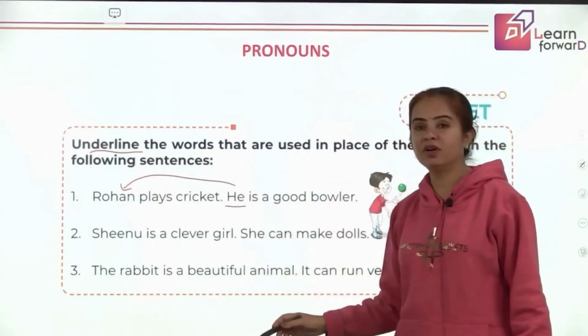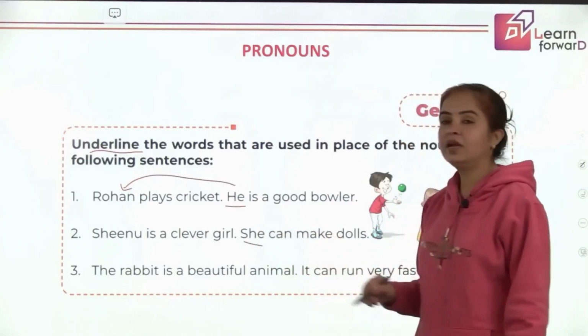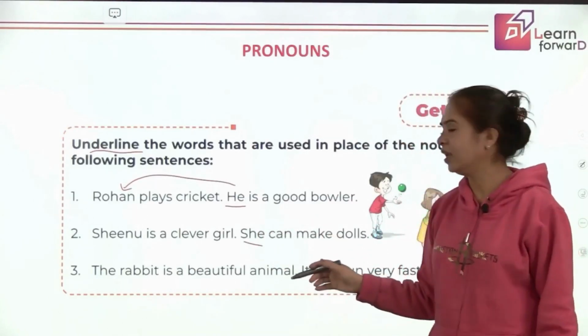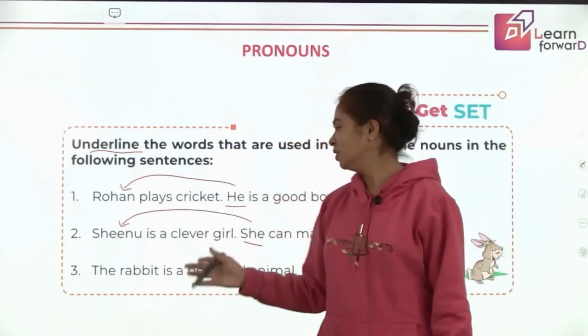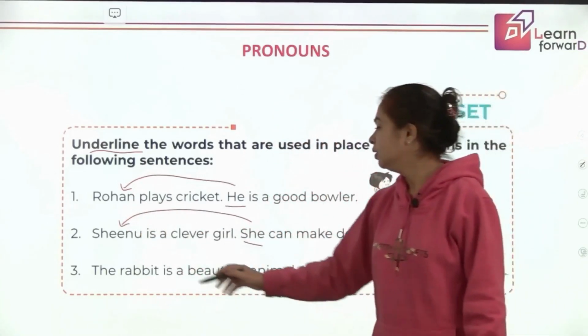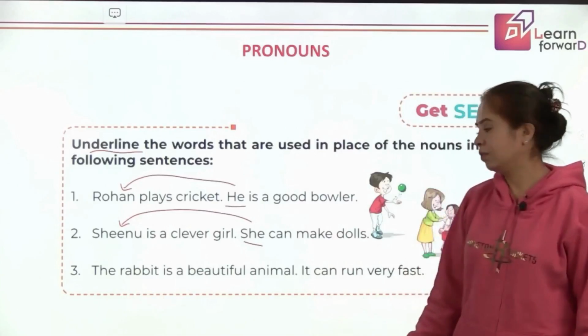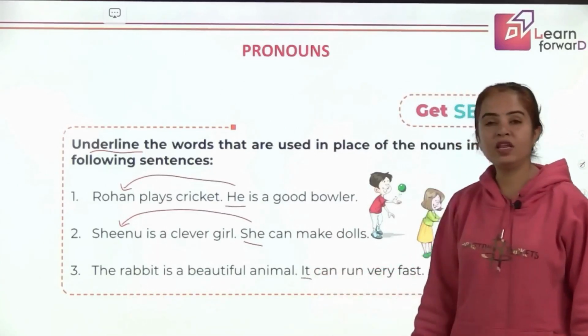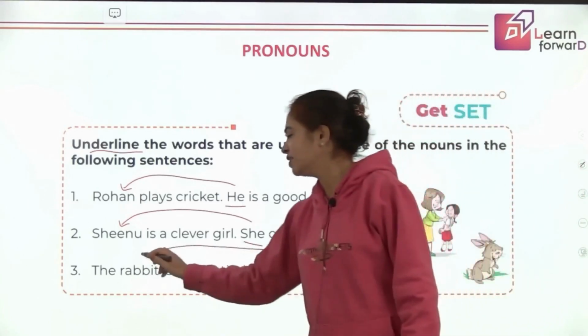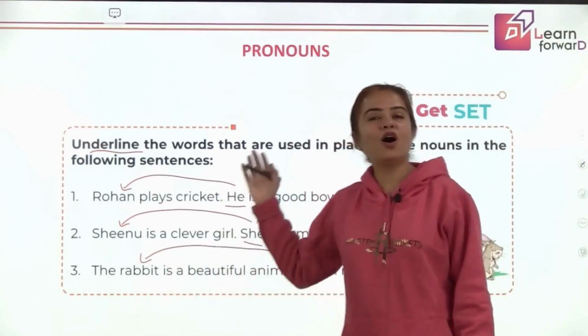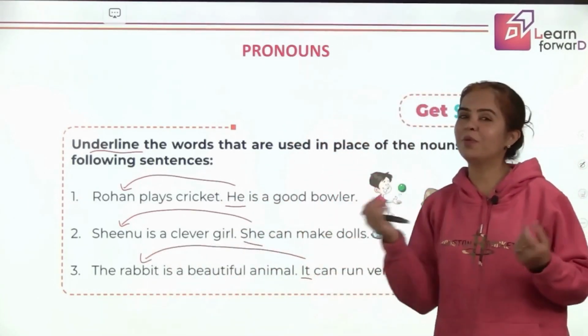Sheenu is a clever girl. She can make dolls. So what is she standing for? She is used in place of Sheenu. So this is another pronoun. The rabbit is a beautiful animal. It can run very fast. So what is it used for? It is used in place of rabbit. So all these underlined words are pronouns.